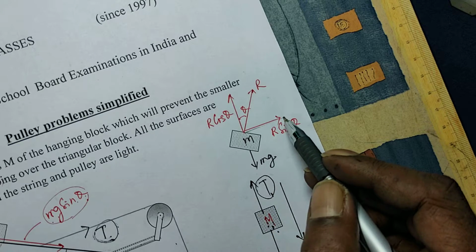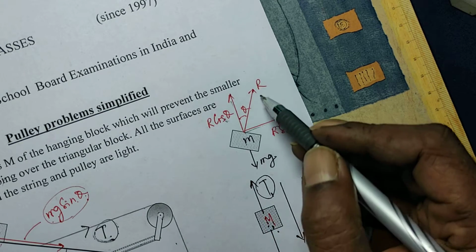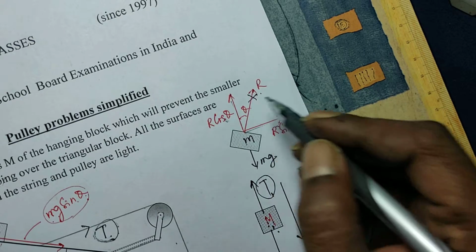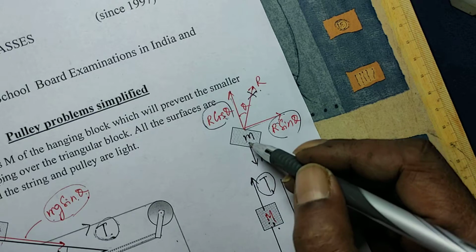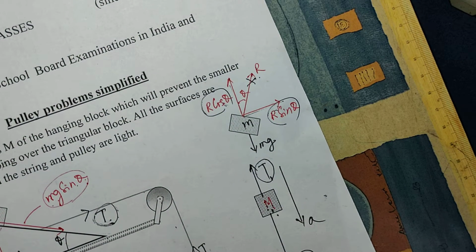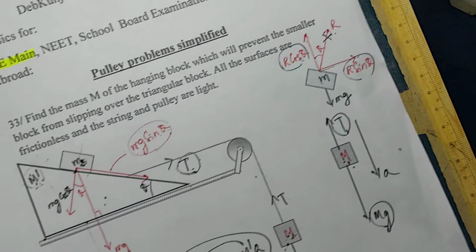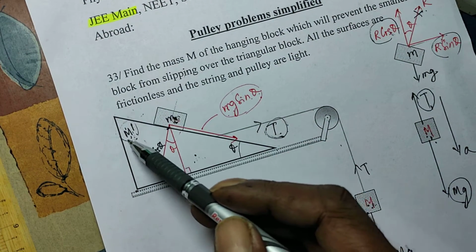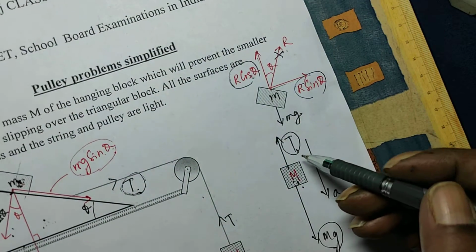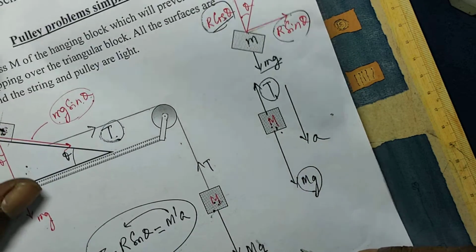R sin theta is towards right, R cos theta is vertically up. These two are the components of R. So, if I forget this R, I have to consider the two components and its weight is vertically downward. Then two more equations. Now, since this mass is still resting on m dash, R cos theta is mg. So, I write it here.